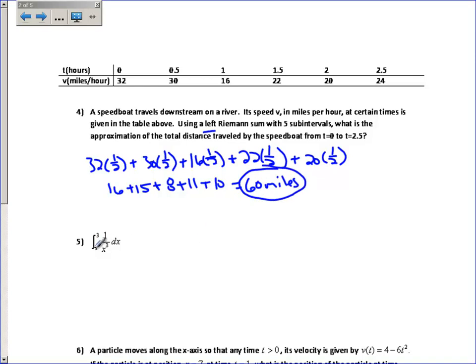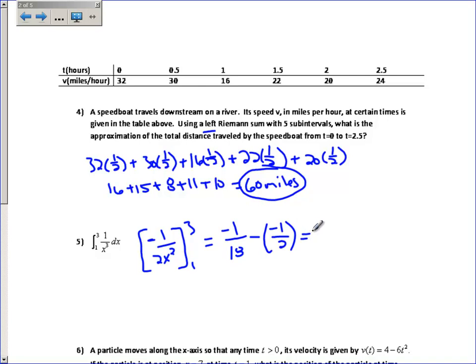Okay, next one. I actually have to calculate an antiderivative and go through the fundamental theorem of calculus. So I've got to find the antiderivative for 1 over x cubed, and that is negative 1 over 2x squared. And I'm going to evaluate this between 1 and 3. So I plug in my 3 minus, plug in my 1. And I get negative 1/18 plus 9/18, which is 8/18, which is 4/9.